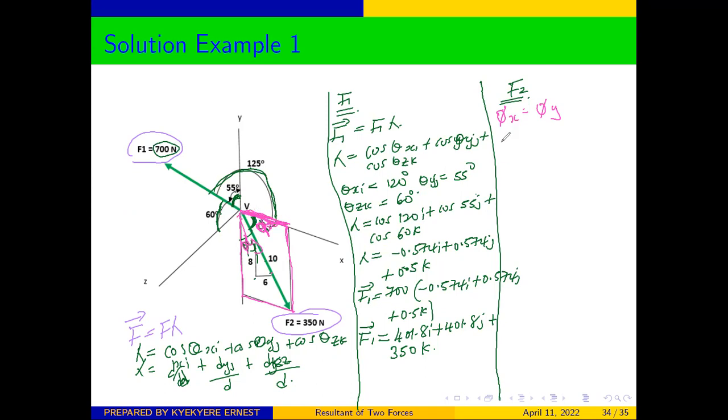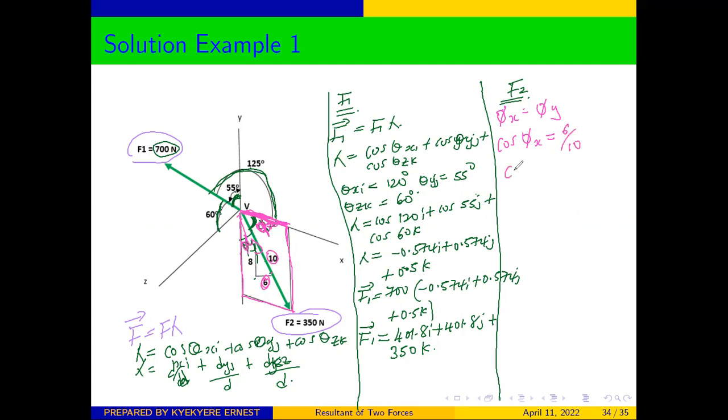So we can say that cos phi x will be equal to the adjacent over the hypotenuse, which we are given as 10. So the adjacent is 6. It means that we are going to use our 6 here, which is the adjacent from this diagram, and our hypotenuse is 10. So cos phi x will be equal to 6 over 10.